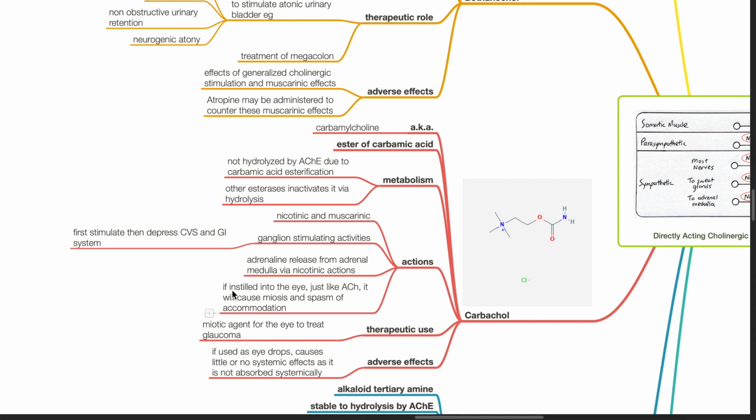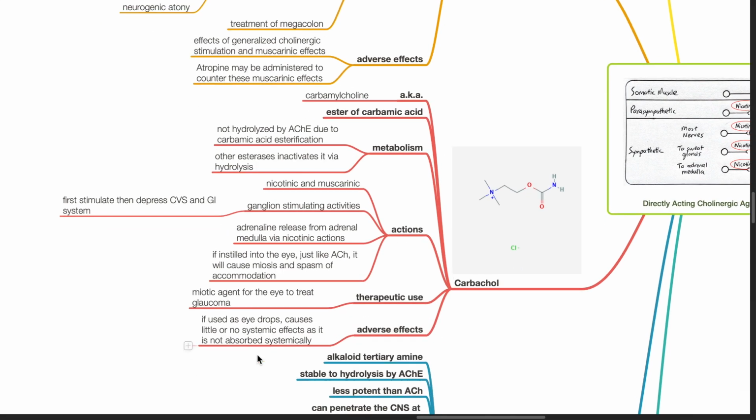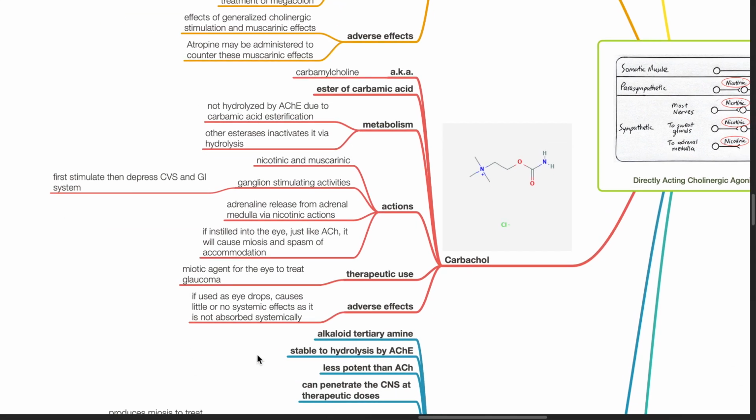If instilled into the eye, just like acetylcholine, it will cause miosis and spasm of accommodation. Therapeutic use of carbachol. It is a miotic agent for the eye to treat glaucoma. Adverse effects. If used as eye drops, it causes little or no systemic effects as it is not absorbed systemically.